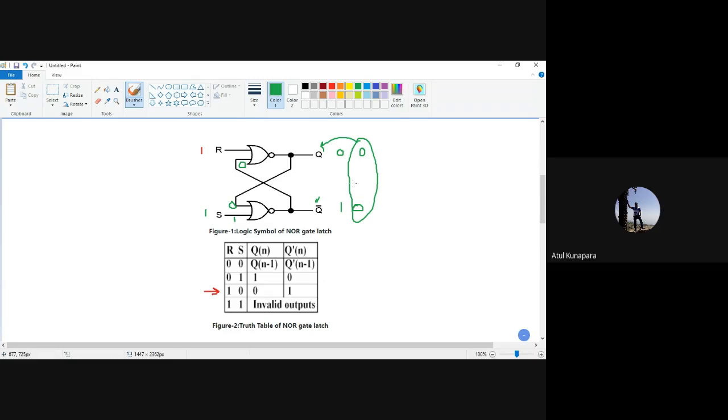It means your output is going to be unstable in this case, and that is why in sequential circuits this input combination is considered an invalid input, and the output you get for this input combination is called an invalid output. That's not going to be considered valid in your circuits. So in the design we make sure that these two inputs will never come at the same time. Okay, so this is the logical truth table you can understand for this NOR gate SR flip-flop.